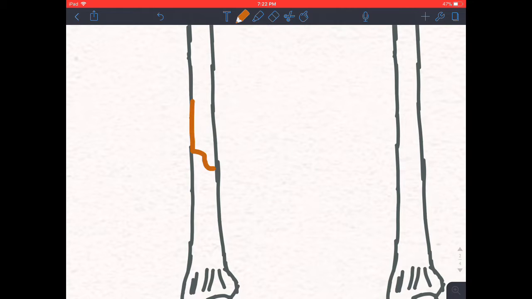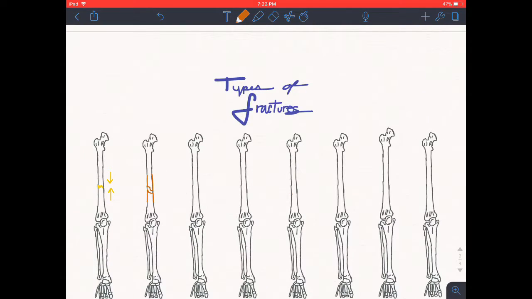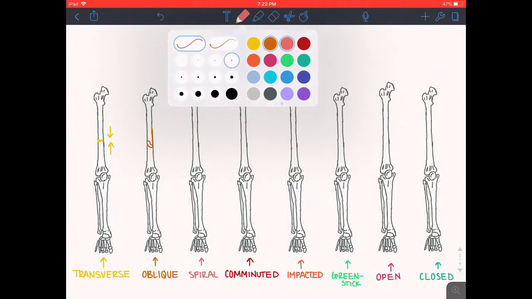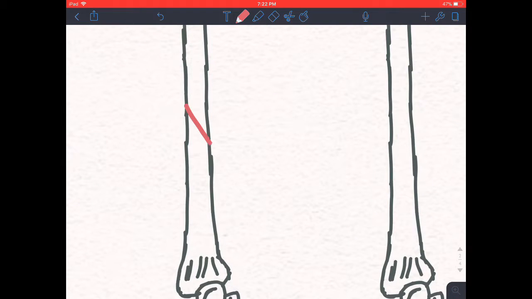The second type of fracture is oblique. It occurs at an angle that is not 90 degrees. The third type of fracture is spiral. Bone segments are pulled apart as a result of a twisting motion.